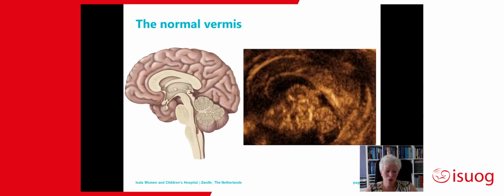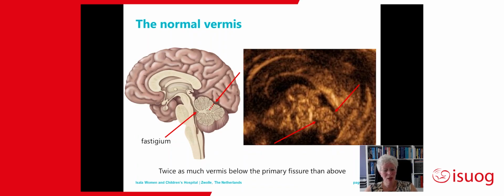What should a normal vermis look like? Well, first we have the fastigium, or also known as the fourth ventricle, which we can see over here. And then we should have a primary fissure, which you can see over here. There should be twice as much tissue of the vermis below the primary fissure as above. So this ratio of 1 to 2 should be there and is consistent continuously during pregnancy. So this proportion stays always the same.